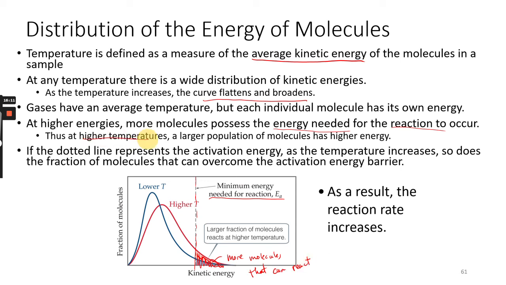So thus, at higher temperatures, you have a larger population of molecules that have a higher energy. So what's the result of this? You're going to have a faster reaction rate. And remember, this dotted line represents the activation energy. So as the temperature increases, so does the fraction of molecules that can overcome this barrier. As a result, your reaction rate increases. So that is why as you heat things up, reactions tend to go faster.